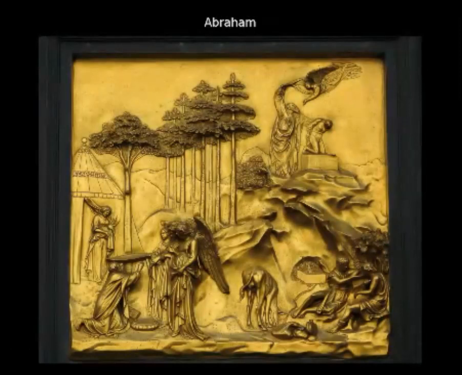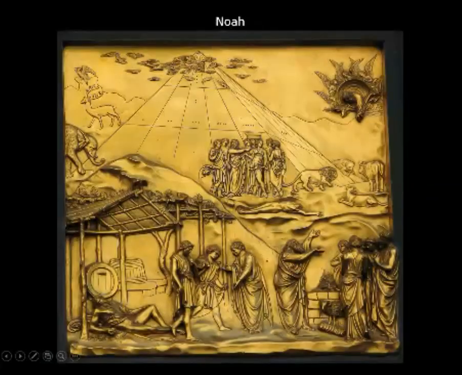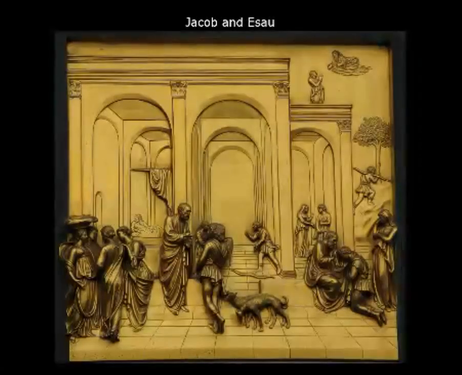This was his actual version of Abraham. The previous one was just his trial. He did this actually many years later, but still kept the same pyramid structure. Jacob and Esau. And notice that he's using Romanesque architecture. In the ones that show architectural buildings, they are Romanesque.